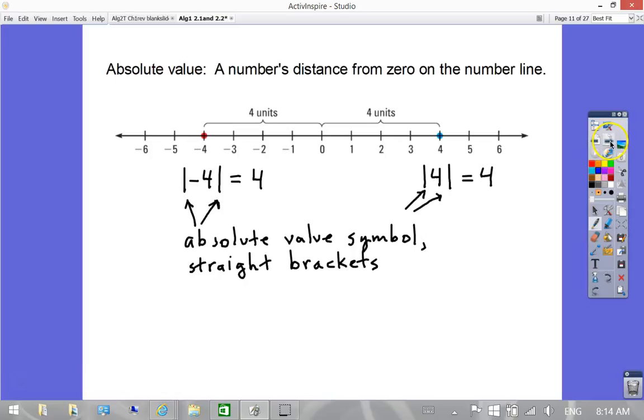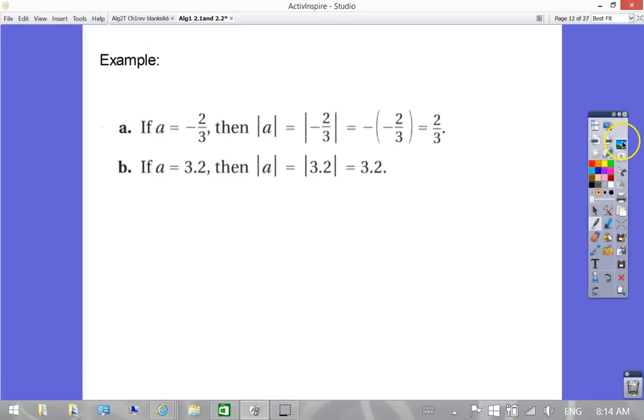Let's see. So example, if A is -2/3, then the absolute value of A is 2/3. They've got a lot of stuff in the middle there, but my guess is that you would just jump right to the +2/3. Take the negative, make it positive. How about if A is 3.2? Then the absolute value is 3.2. Doesn't change a positive number, but it does change a negative to positive.